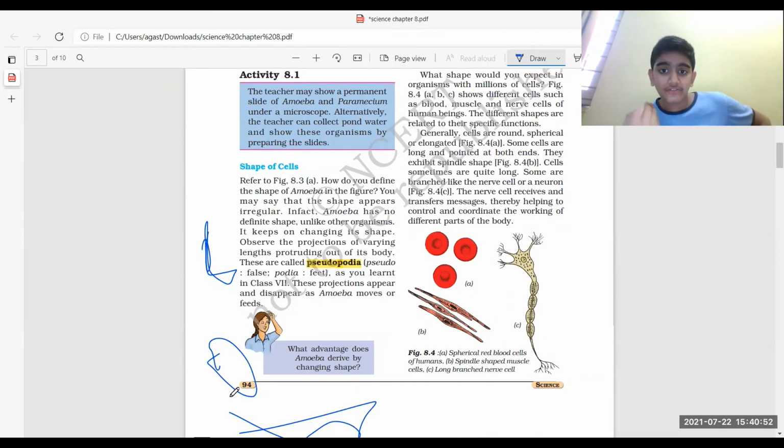Now, guys, let's learn the functions of nerve cells. We have a bit of extra information here about nerve cells. Nerve cells help in transferring messages, like sensory nerves, which we learned about in previous classes. Thereby they help to control and coordinate the working of the different parts of the body. Get this point, guys?